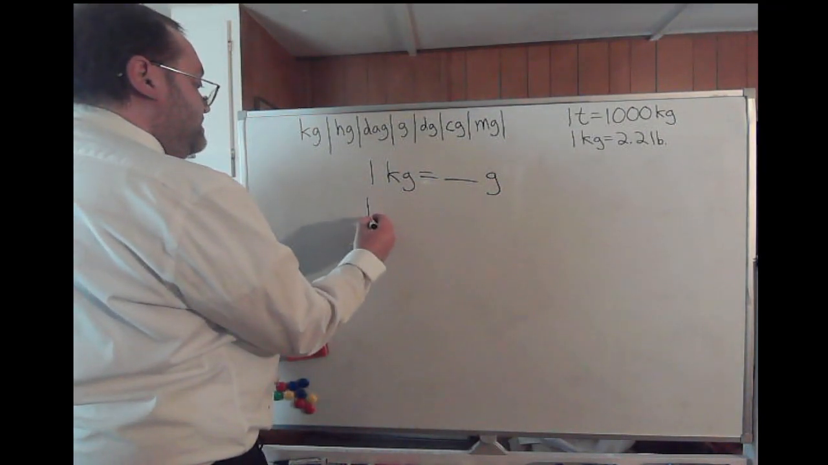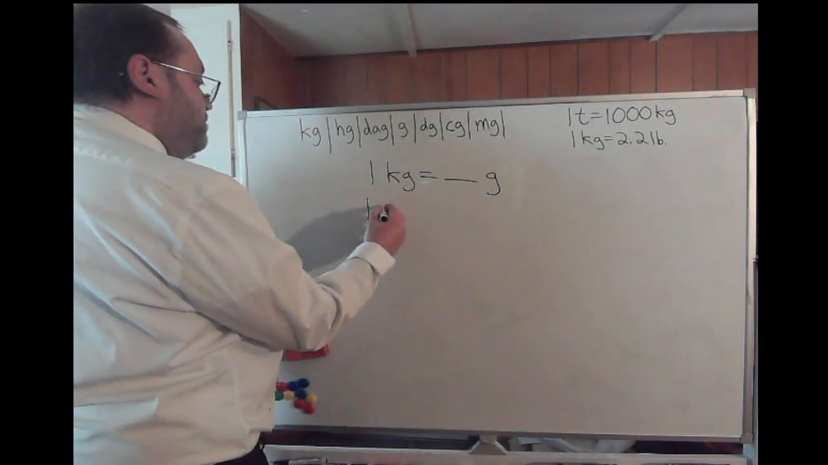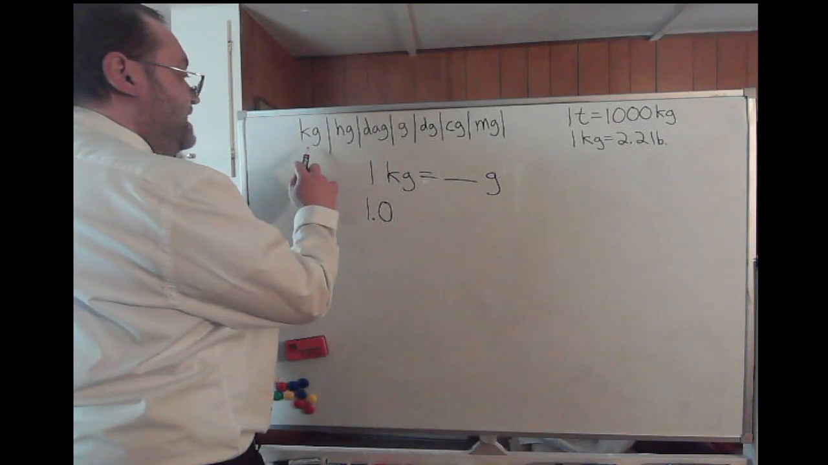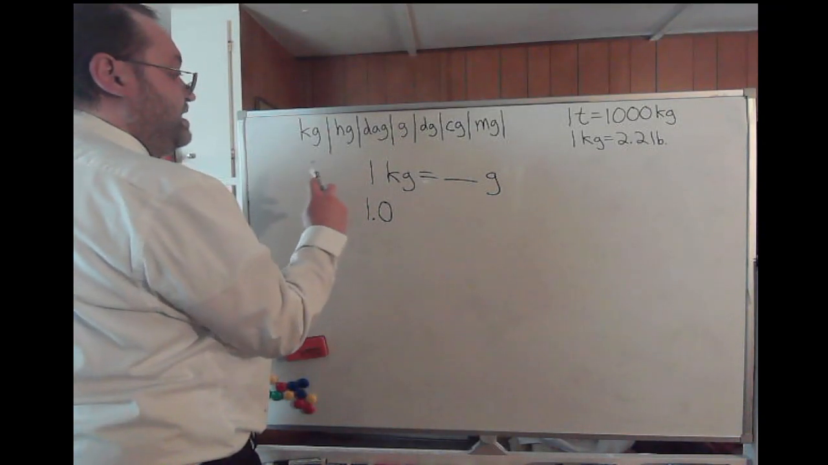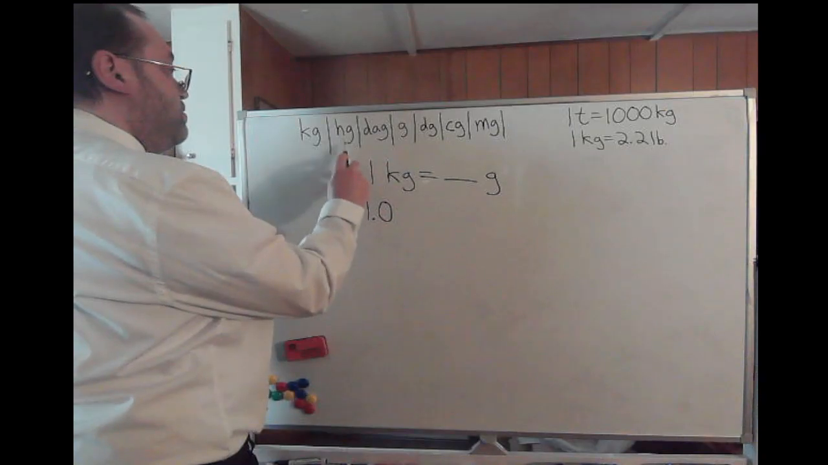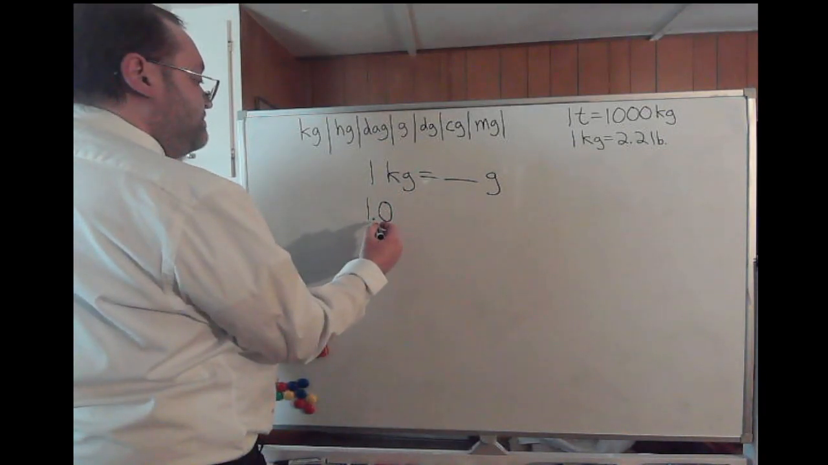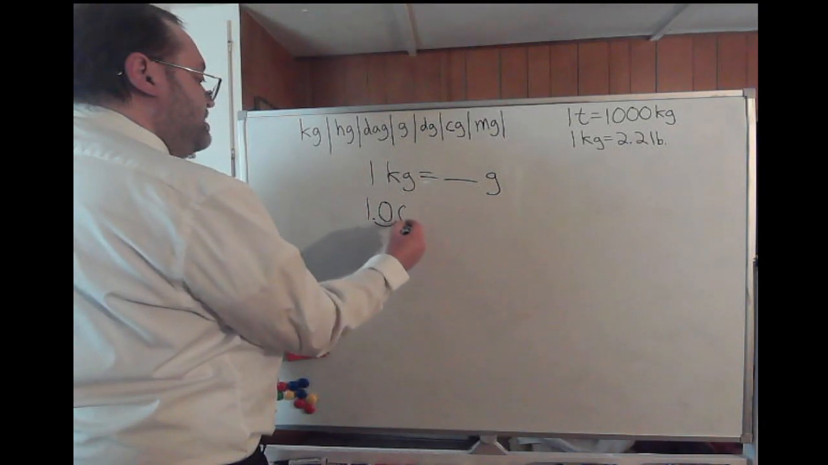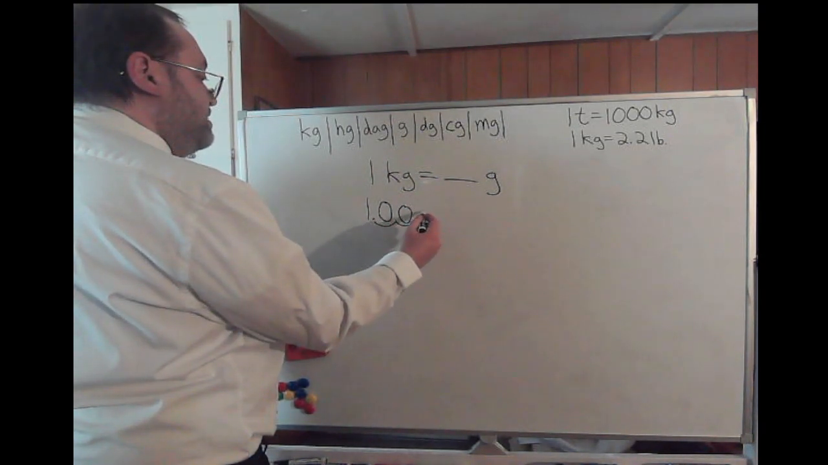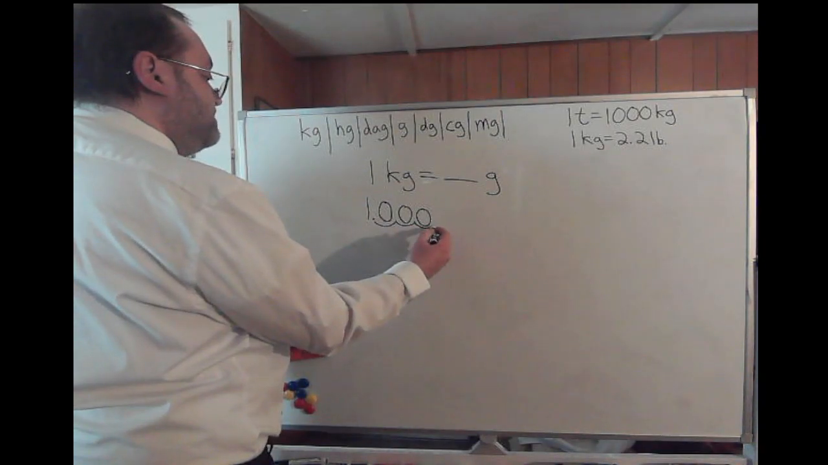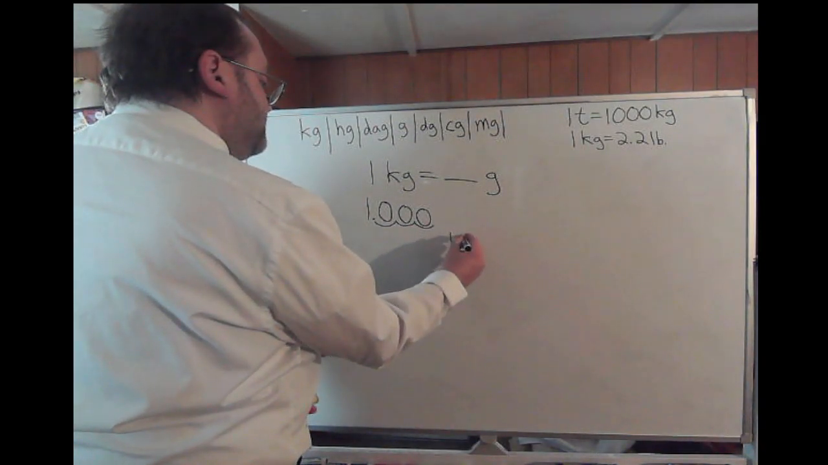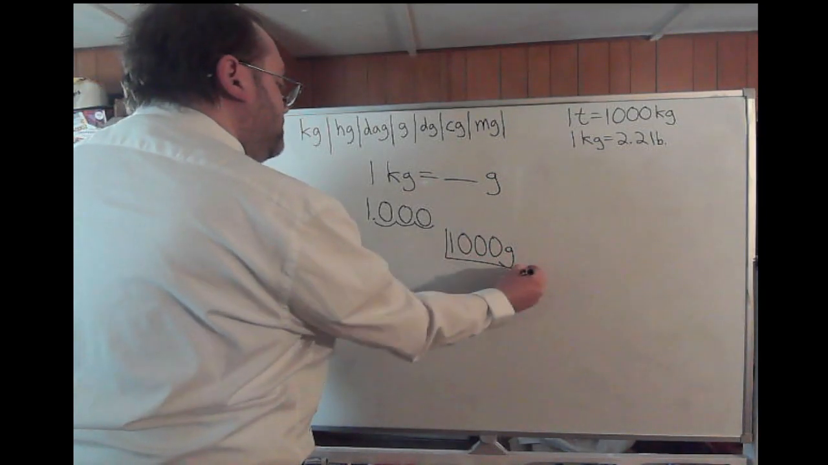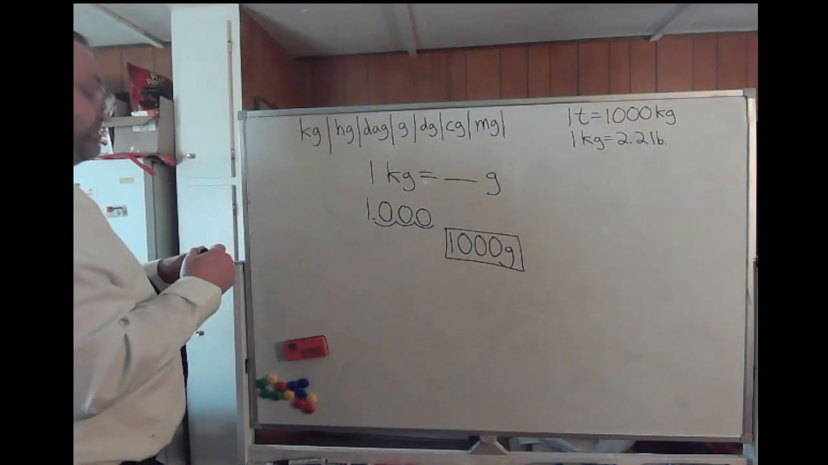So start with 1.0 kilograms. You need to move the decimal place how many places to get from kilograms to grams? Since you're going to the right, you'll move it 1, 2, 3 places to the right. So moving it one place will give you 10. Move it another place will give you 100. Move it a third place, that'll give you 1,000. So the answer is it would be 1,000 grams for a kilogram. 1 kilogram equals 1,000 grams.